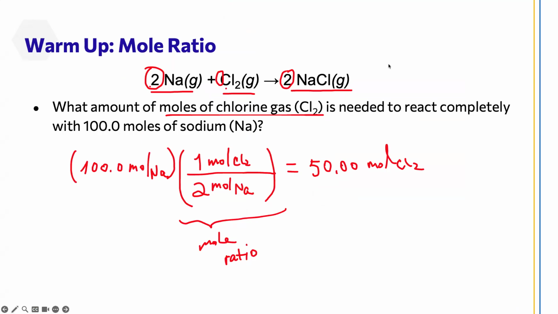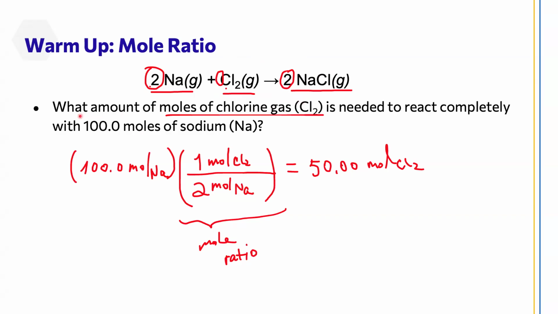Here I have sodium reacting with chlorine gas to produce sodium chloride. The mole ratio is from the balanced equation. The coefficients here are 2, 1, 2, which means that for 2 moles of sodium, I produce 2 moles of sodium chloride. For 1 mole of chlorine, I produce 2 moles of sodium chloride.